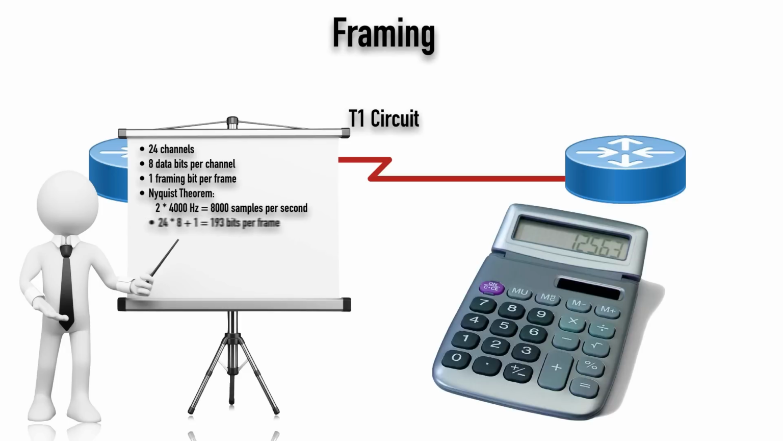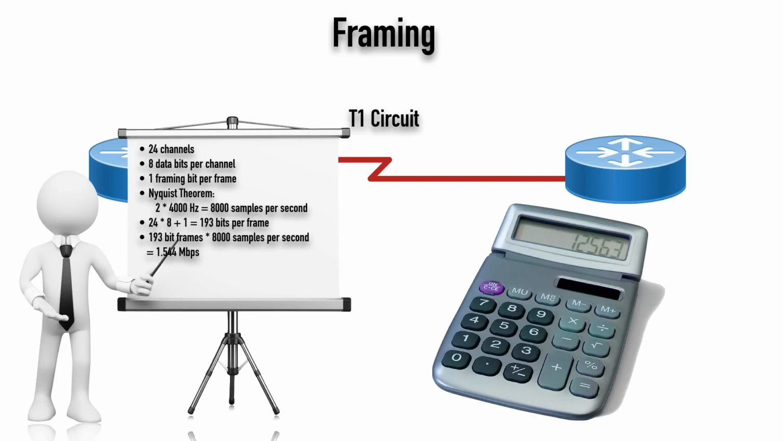Now, we've already said that we've got 193-bit frames. We had 24 channels. We're sending 8 bits per channel, and then we're adding on a framing bit. That adds up to 193 bits per frame. And the Nyquist theorem tells us that we need to be sending 8,000 of these 193-bit frames every second. If you multiply 193 by 8,000, that's where we get the magic number. That's where that 1.544 megabit per second number comes in.